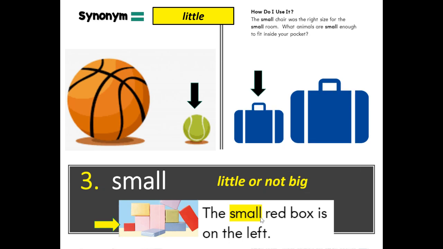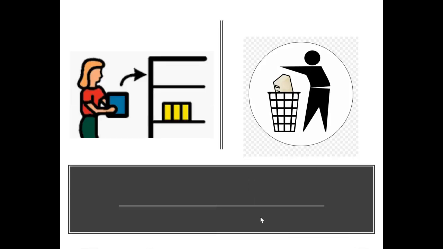How do I use it? The small chair was the right size for the small room. What animals are small enough to fit inside your pocket? Small. Next group of pictures. What do you notice or see? I notice or I see.